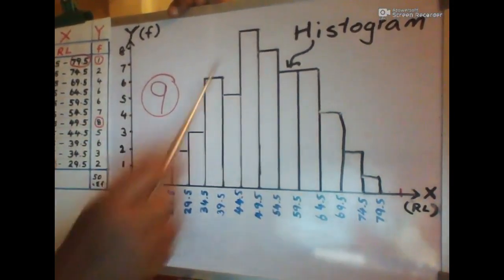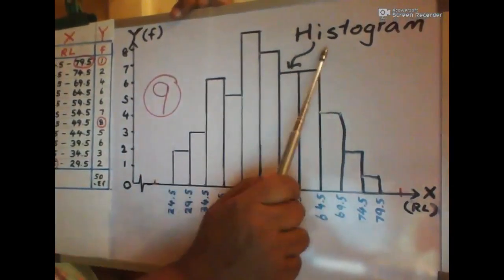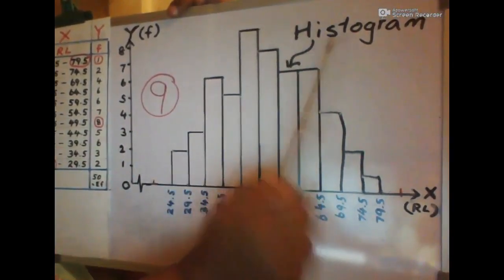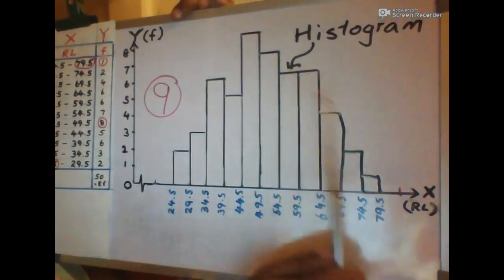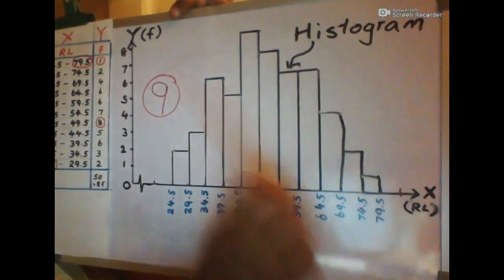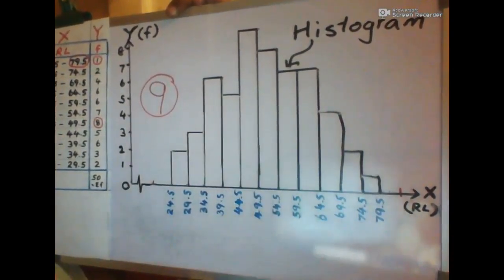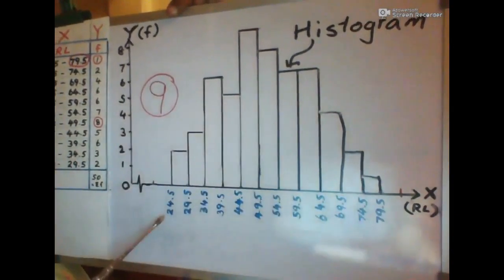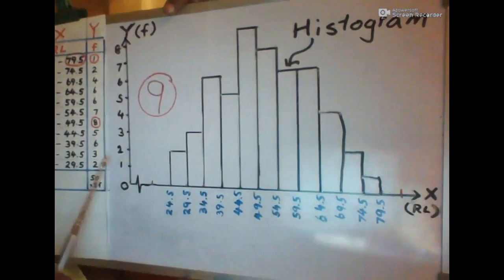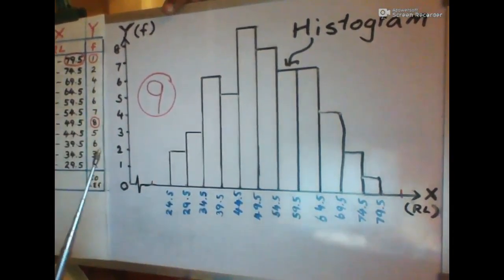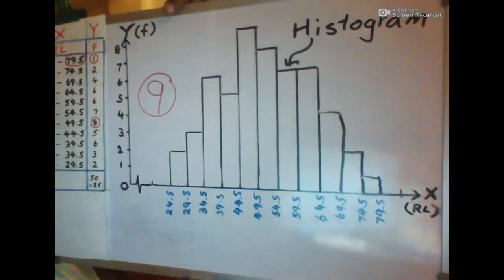Drawing of the graph, 8. Naming the graph, 9. Right? So once you have drawn the graph, check whether you have all these 9 points completed. And here it should be the smallest to the largest, right? Lowest to the highest. So that's the histogram.